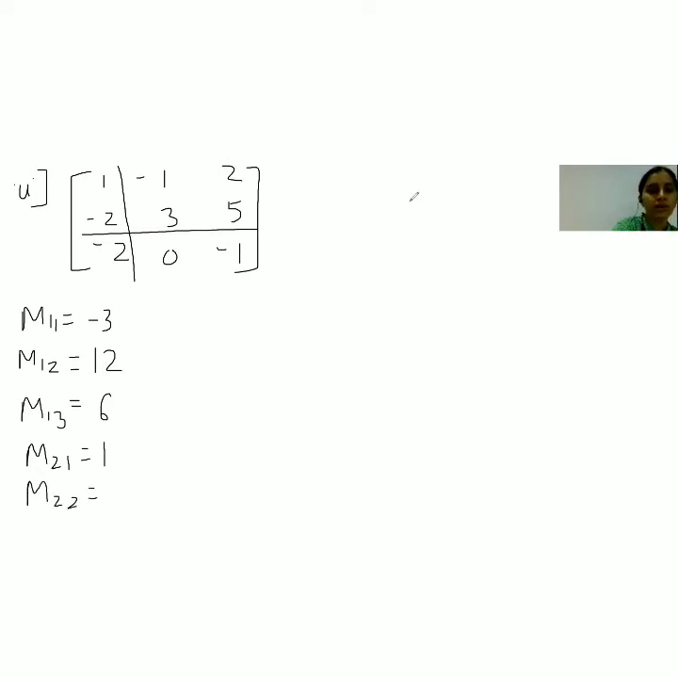Okay, then M22, second row, second column. So what will we hide now? Second row and second column, right? So then we have 1 into minus 1, that is minus 1, minus of minus plus 4. So minus 1 plus 4, answer is plus 3. Okay, this is M22.